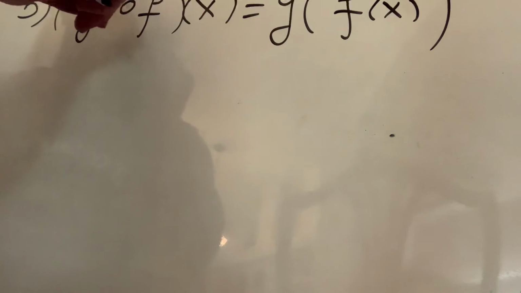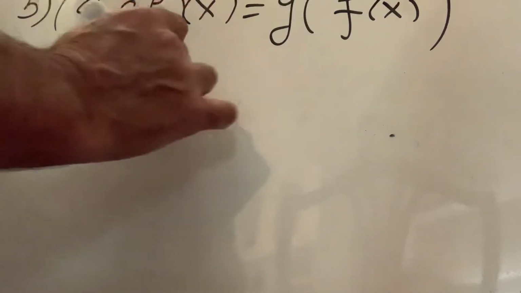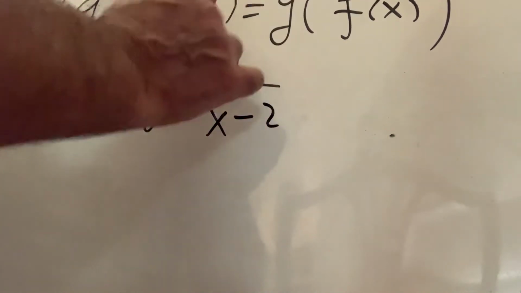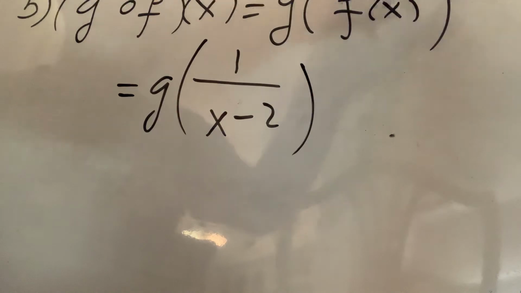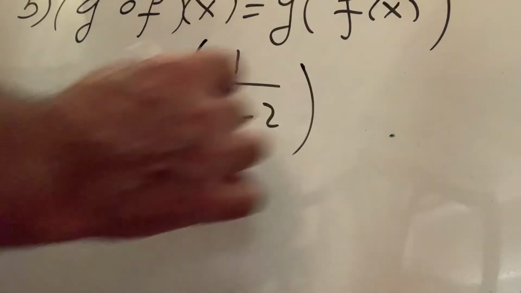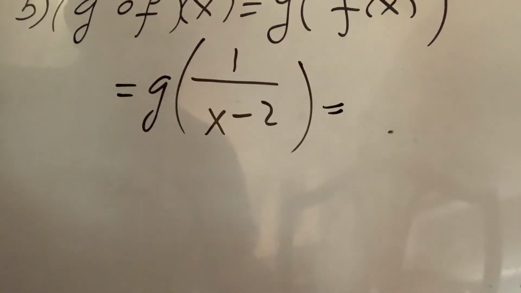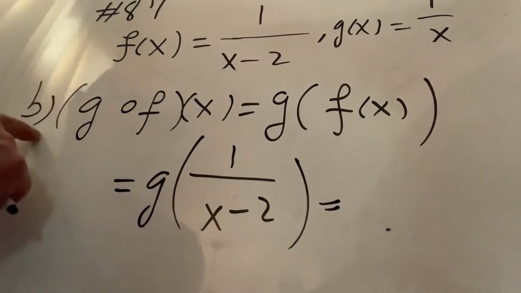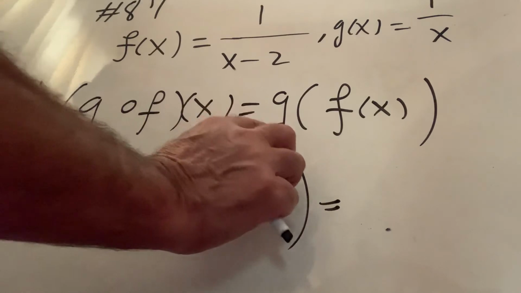As we said a minute ago, we're going to replace the inside function with what it is equal to. In this case, of course, it is 1 over x minus 2. So now we're looking for g of that. Of course, g of anything is 1 over that. So in this case, it'll just be 1. Let me put this up a little bit. So again, we're looking for part B, g composed with f, which is by definition g of f of x.